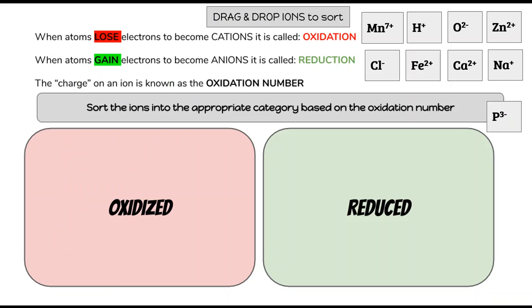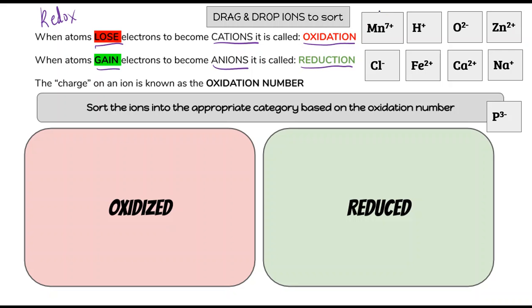Last but not least here, we're going to talk about 2 more terms called oxidation and reduction. And later on, when we get to reactions, these ones that involve oxidation reduction are called redox reactions. You might have heard of redox before, but that's where it is. Like the ox part is oxidation, the red part is reduction. When you lose electrons, you become cations, that's called oxidation. When you gain electrons, you become anions, that's called reduction.